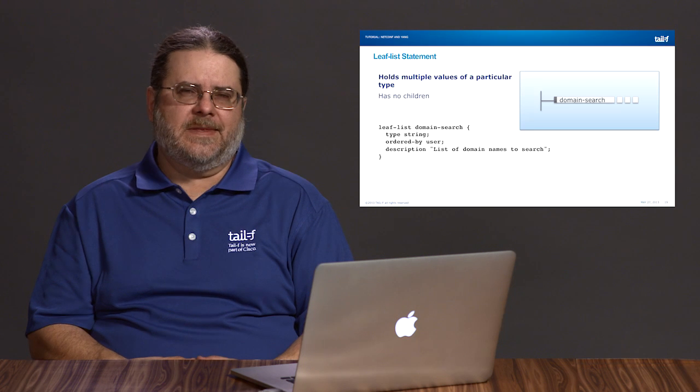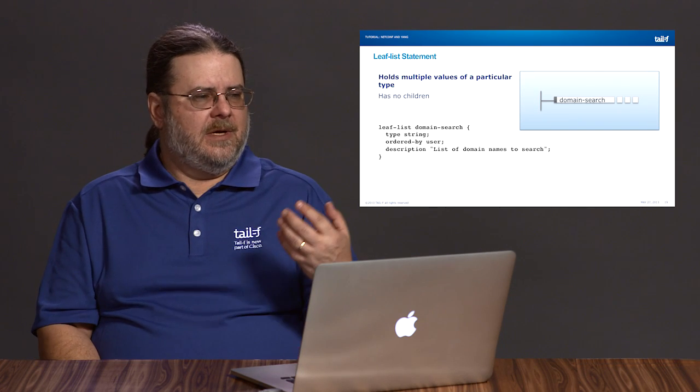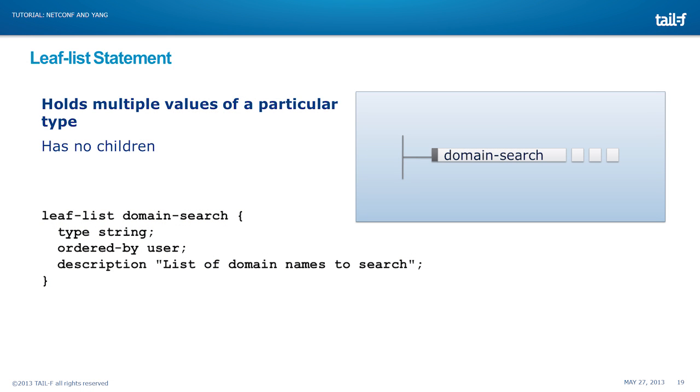Now, leaf isn't the only data containing statement in YANG. There are some others that actually have types and hold data. First is a leaf list. A leaf list has a type. It holds data, but it actually holds multiple data items. So in this case, our leaf list called domain search has a type of string. This domain search can contain any number of distinct strings in a list. A common mistake when people are first working with YANG is to think of a leaf list as an array. It really isn't. It's a list. It is a list of items.